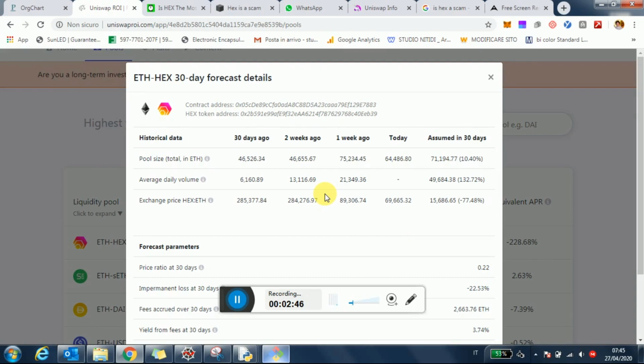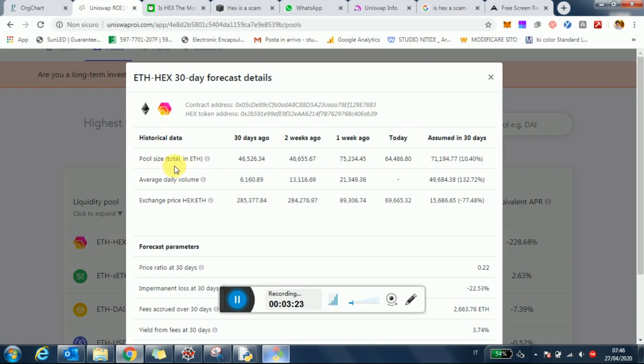When I click there, I zoom into the pool and see all the different parameters. I see here the three key parameters to evaluate the yield of the pool: the pool size, the average daily volume exchanged, and the exchange price in Ethereum, along with their evolution 30 days ago, 2 weeks ago, 1 week ago, today, and then the projection in 30 days. Ideally you want these parameters to stay constant, maybe with the exception of the daily volume, but here they are basically all over the map.